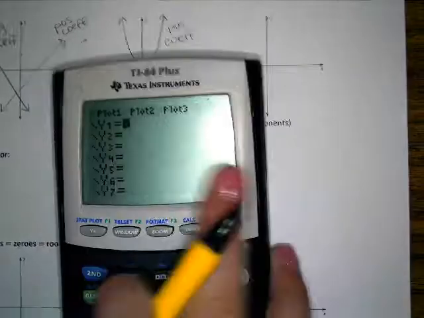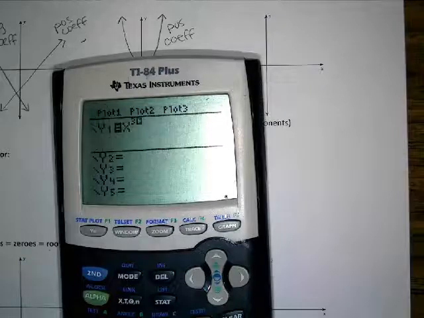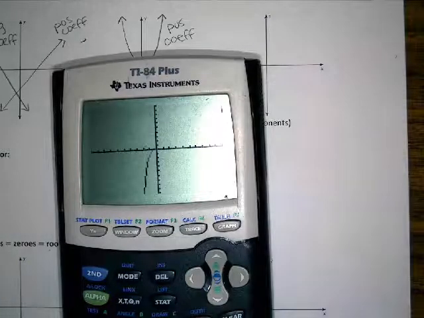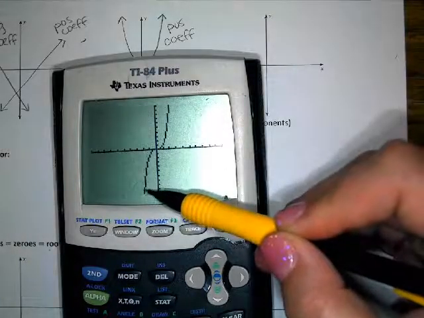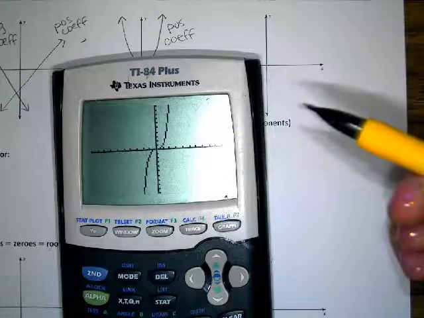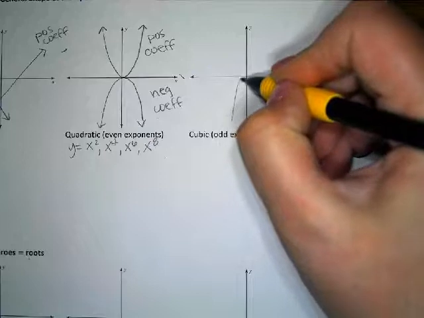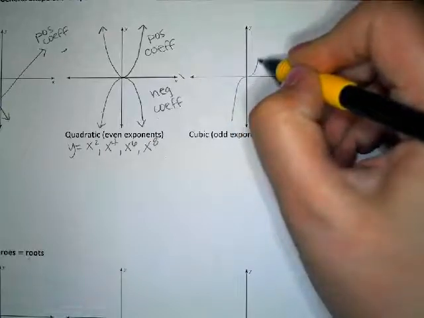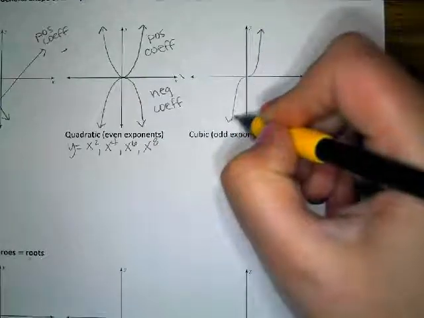So we're going to type in x to the 3rd, and you can see that it has that kind of, they call it an S curve, so it goes up, it levels off, and it goes up. So let's go ahead and draw a sketch of that. So it goes up, levels off, goes up. That's a cubic graph.